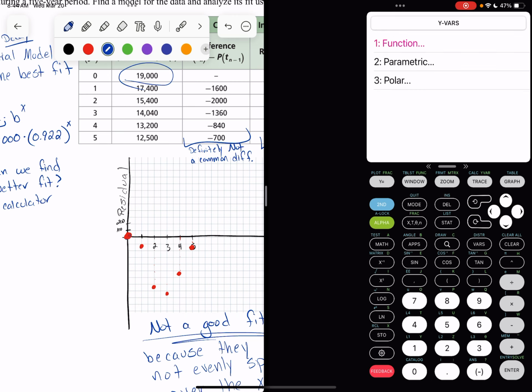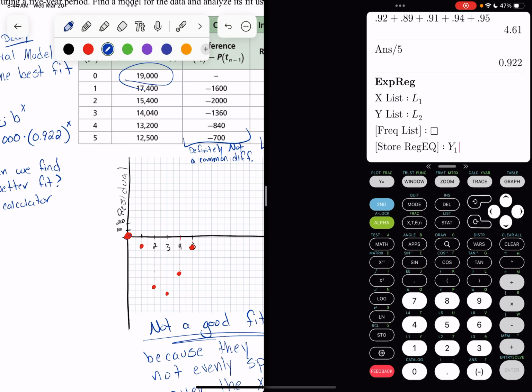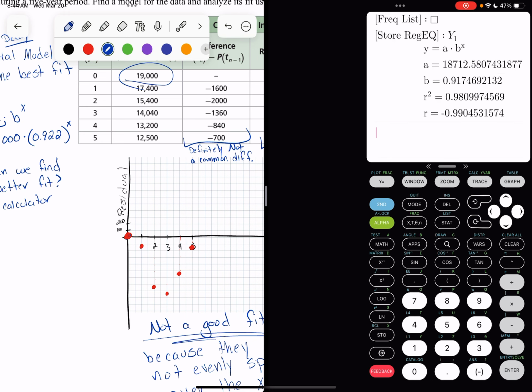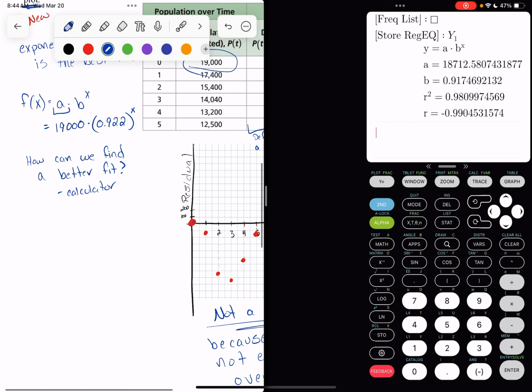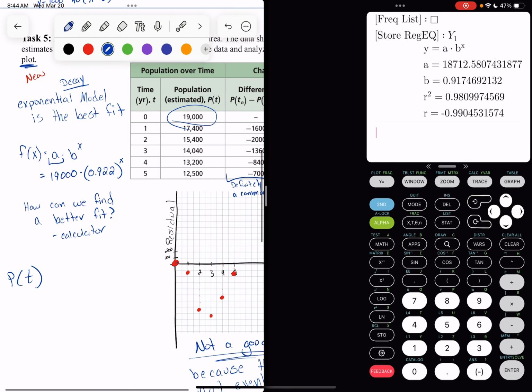Vars, over to Y-Vars, Function, Y1. We're going to go ahead and put it in Y1. And there's our equation. So if you look there, it actually changed my a. So a better fit, so let's call this g of x. Or actually p of t is what they tell you to use. If we look over here, they say p of t equals.